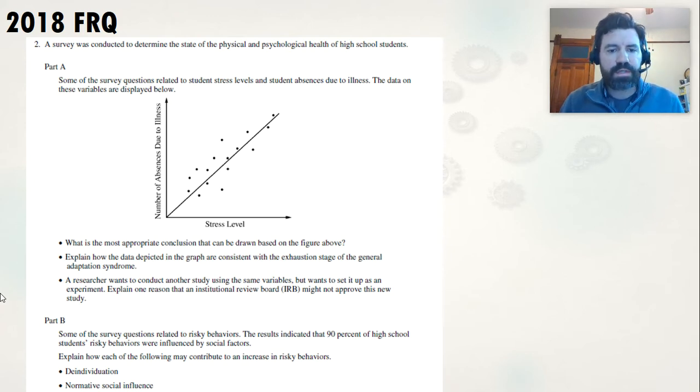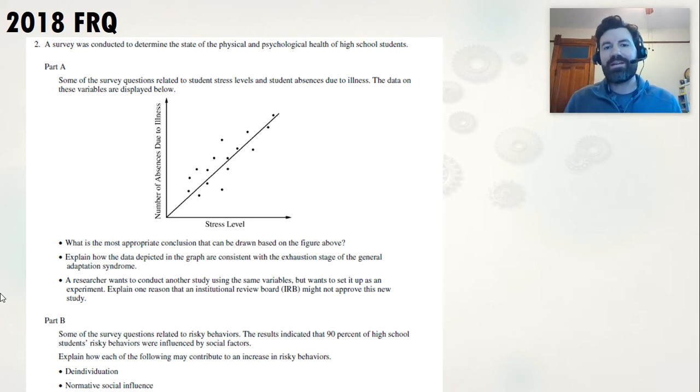A researcher wants to conduct another study using the same variables, but wants to set it up as an experiment. Explain one reason that an IRB might not approve this new study. Well, think about the ethical guidelines of experimentation. That third ethical guideline of experimentation is do no harm, right? Freedom from physical or psychological harm.